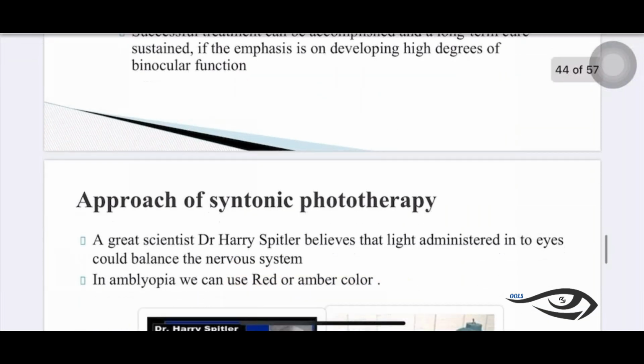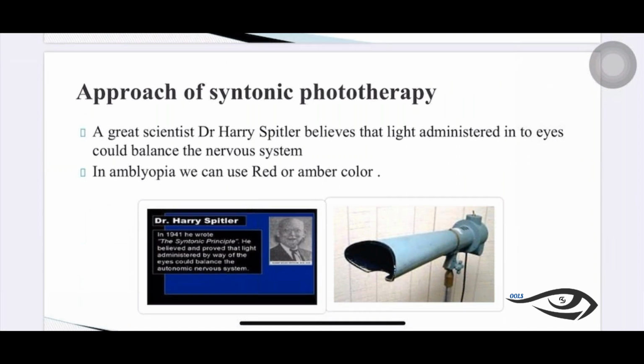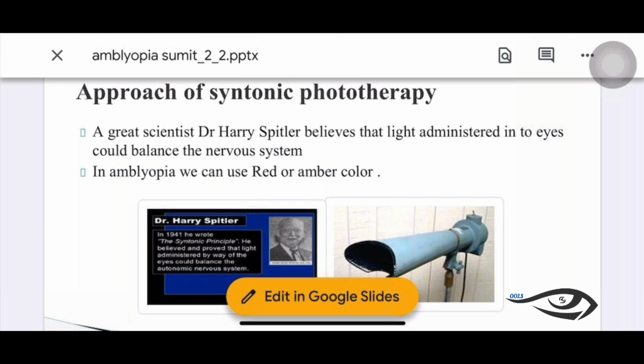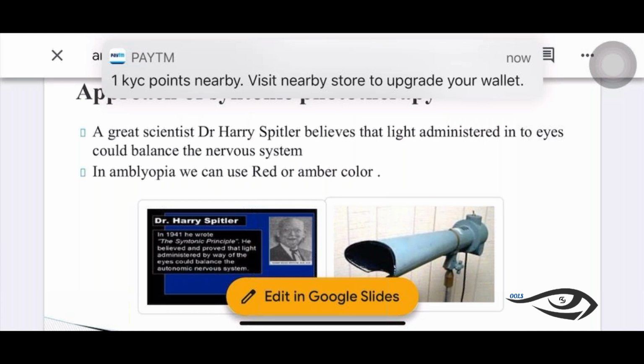Then, if we look at the approach of syntonic optometry, a great scientist, Dr. Harry Spittler, believes that if we administer a particular amount of light, or a particular color, to the eyes, it works on the autonomic nervous system. It balances the parasympathetic and sympathetic nervous systems. That is how it works. And for amblyopia, we have to administer red or amber color. There are some studies which suggested that we should use this.